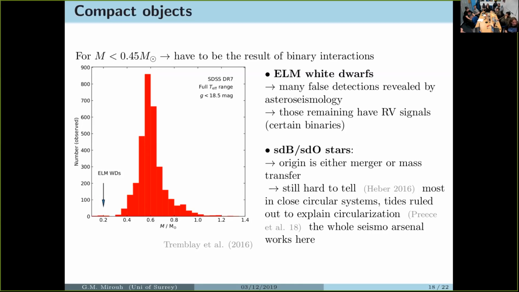Most of these stars are in circular systems, and the tides have been ruled out by Holly Preece as the cause for this circularization. Also, the whole seismology arsenal works here, so something can be done here. I mean, these would be obvious targets if we knew more of binary interactions in the asteroseismology community, I guess.